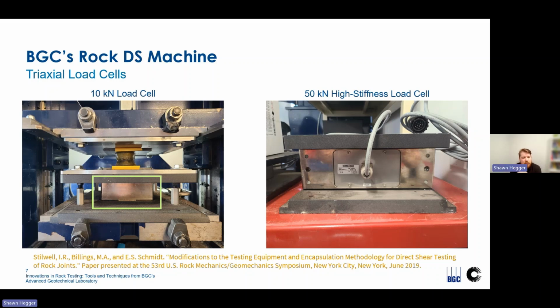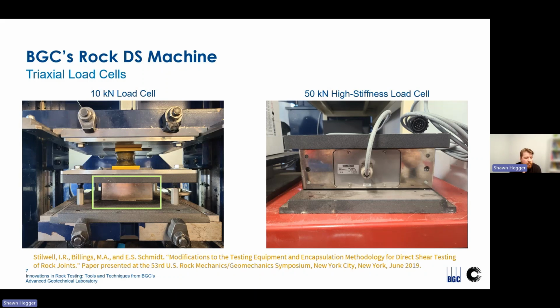The issue of system friction is also poorly addressed in current standards. ISRM suggests measuring the frictional forces of the system or running dummy tests to quantify the forces, but it doesn't provide much guidance on how best to do this. So to avoid the issue altogether, the BGC direct shear machine uses a multi-axis load cell between the sample plate and the lower sled. And with this configuration, the loads applied to the sample, both shear and normal, are measured directly, effectively bypassing the effects of any friction in the system.